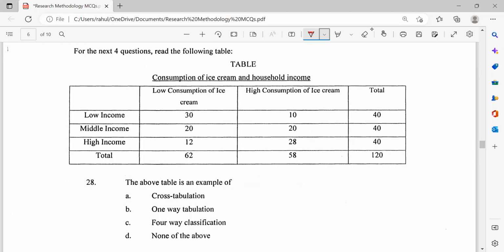For the next four questions, we need to read the following table and, based on that, answer. Question 28: the above table is an example of, so you can easily see that it is a closed table. It is not a one-way table. The table given to you is a cross tabulation, an example of cross tabulation.